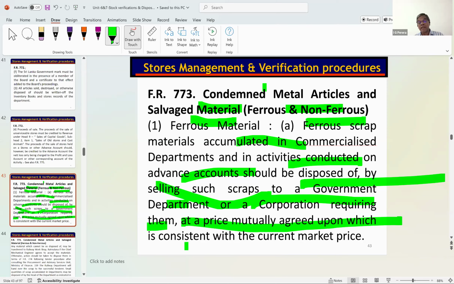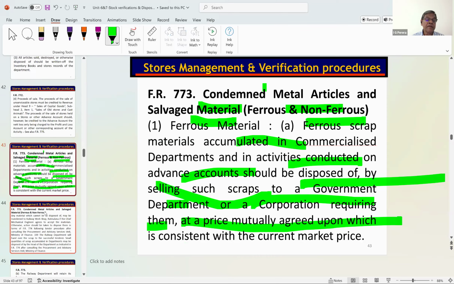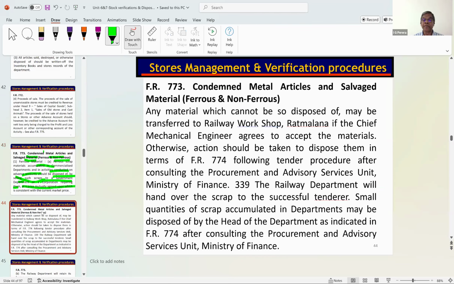මේවා දෙන්න ඕන first preference එක government organization වලට. Steel corporation එකට, government factory එකට, any other government department that requires them first, that is the first choice. පිට දෙන්න තහනම්. So some material may be given to the railway workshop, railway department, Ratmalana. So the chief mechanical engineer over there will be willing to accept.